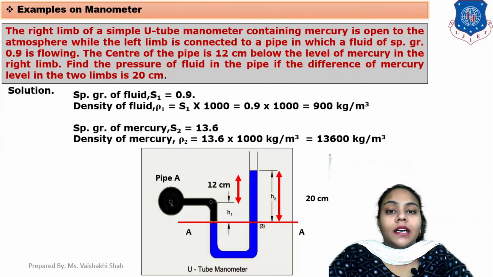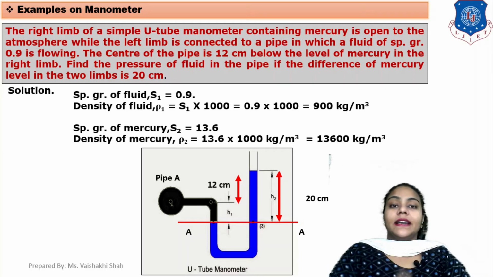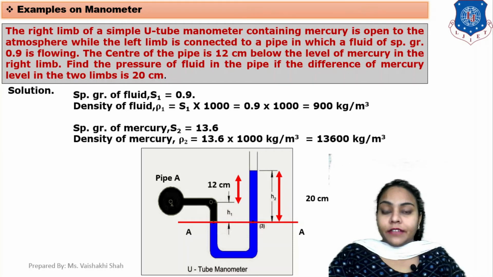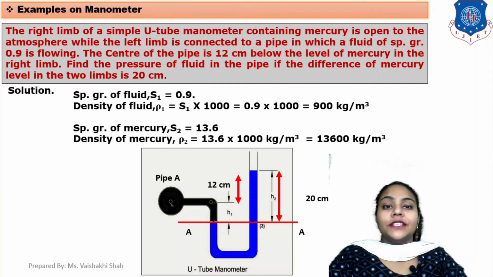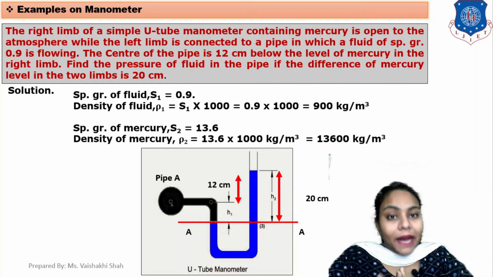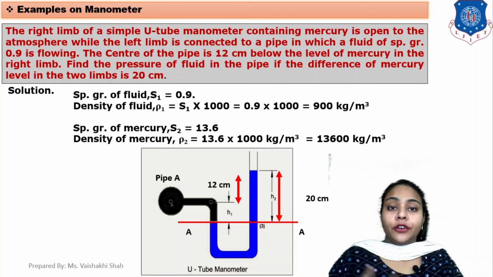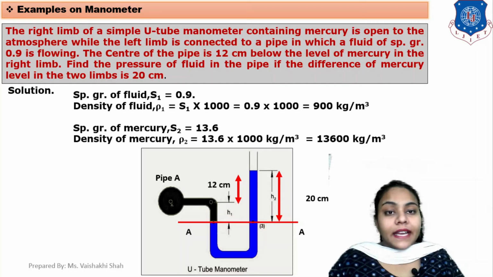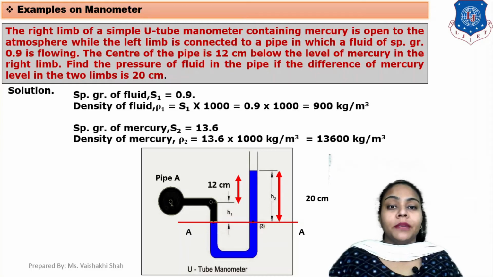Now, the data given to you is that the fluid filled in the pipe has specific gravity 0.9. If we have to find the density of that fluid, then density equals specific gravity into 1000. So here the density of the fluid filled in the pipe, that is rho 1, equals S1 into 1000. S1 is 0.9, so 0.9 into 1000, that is 900 kg per meter cube.